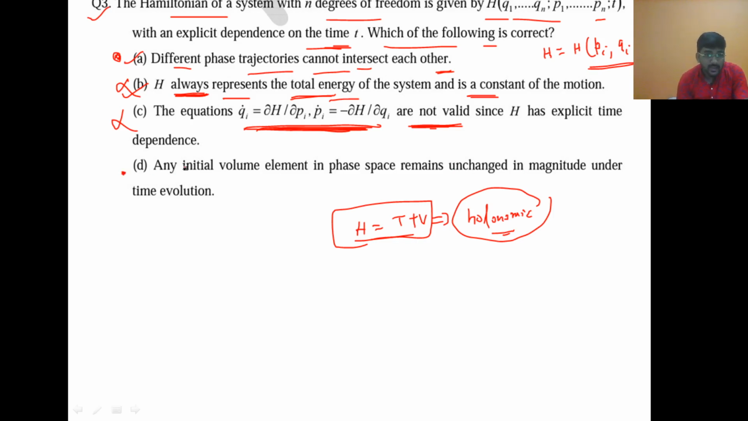This will also be correct, because this is the direct consequence of Liouville's theorem, okay, that the phase space volume remains unchanged with time. So this will be correct, but this will not be correct, because this is not always correct. Here it is given that different phase trajectories cannot intersect each other.